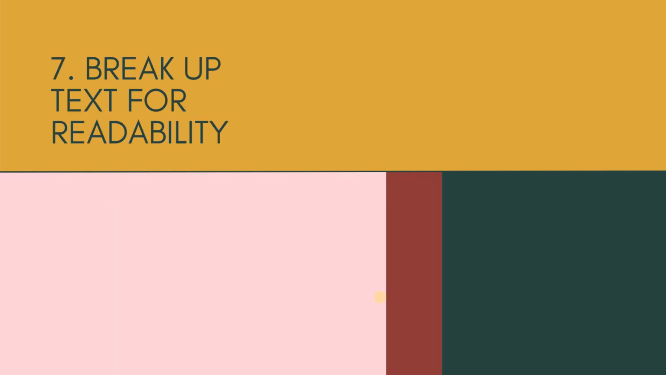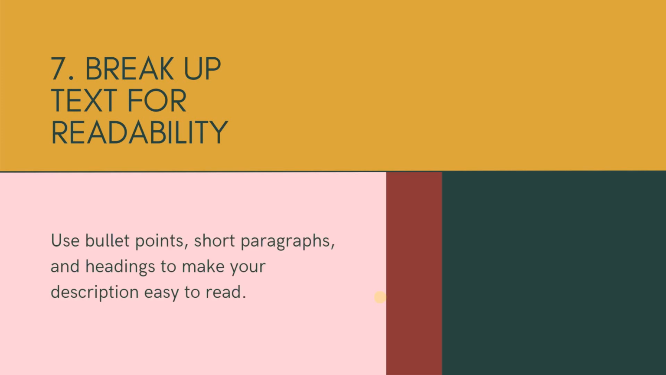So break up the text for readability. Large blocks of text are very hard to read. Make sure that you put your descriptions in short paragraphs and also headlines so that it is easy for someone to read and pick out the key points quickly. So you can use bullet points, short paragraphs, and headings.